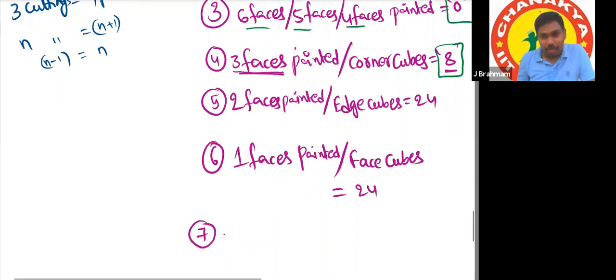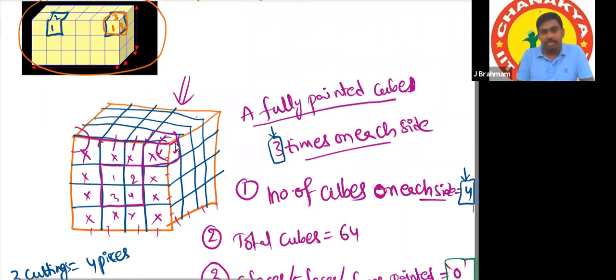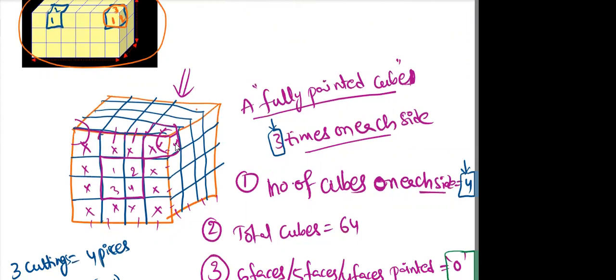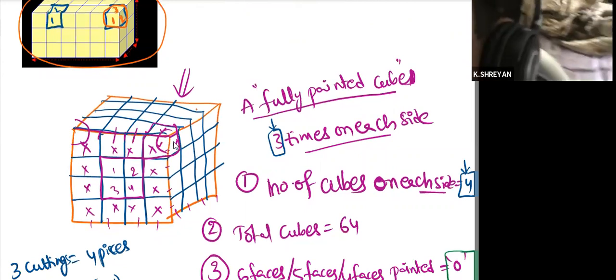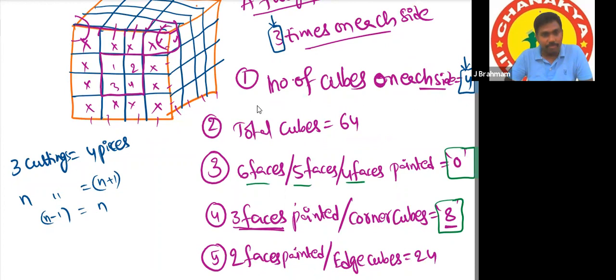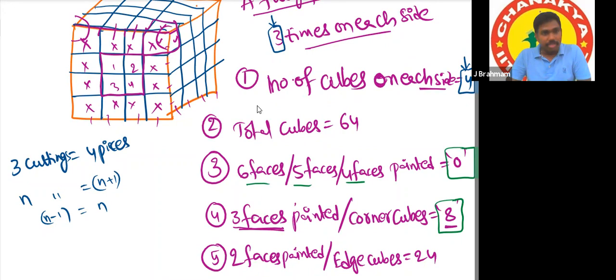Here the question is: how many no face painted cubes are there? Actually, here it is already mentioned. It's a fully painted cube. Yes or no? There will be 0 faces painted then, right? Are they available or not available? First, tell me that point. Not available, sir. Okay, now people who said available, respond. Where are they available? Tell me that point.